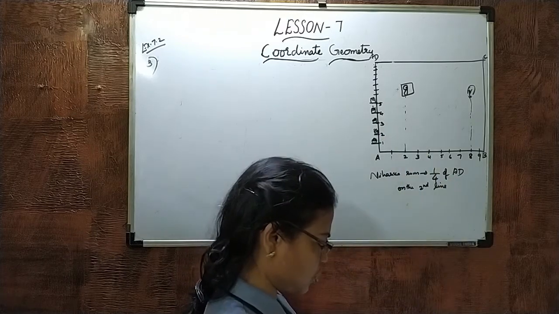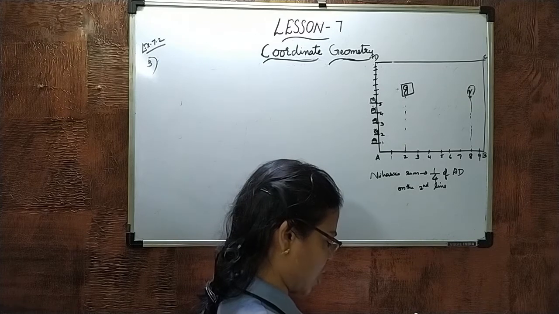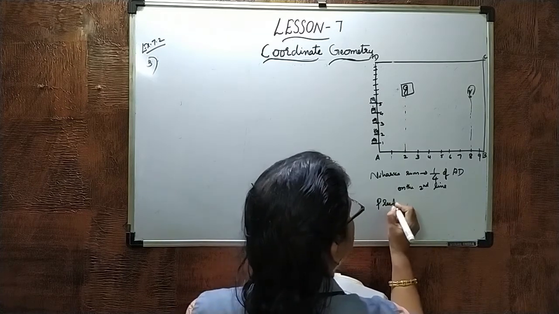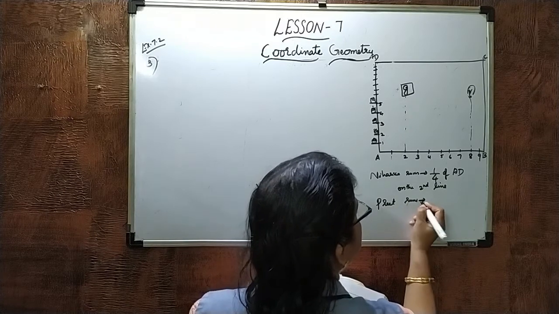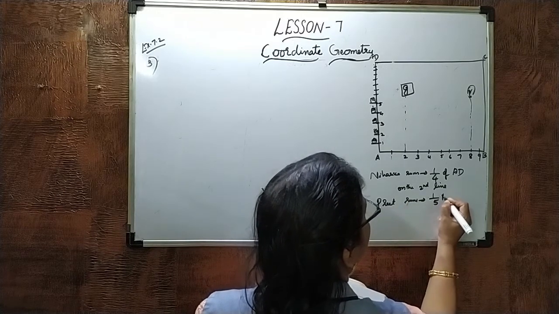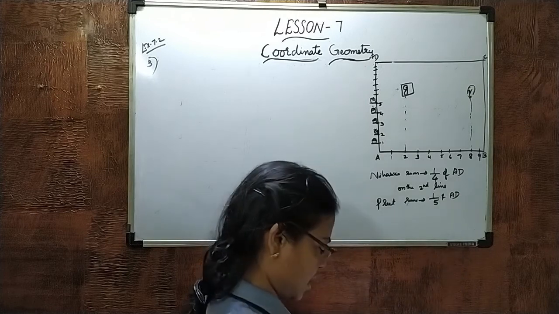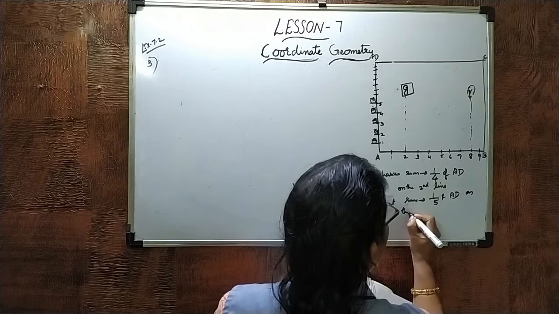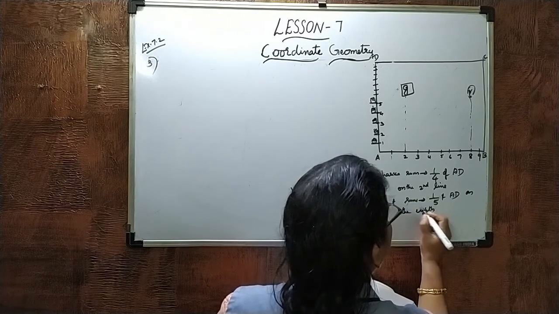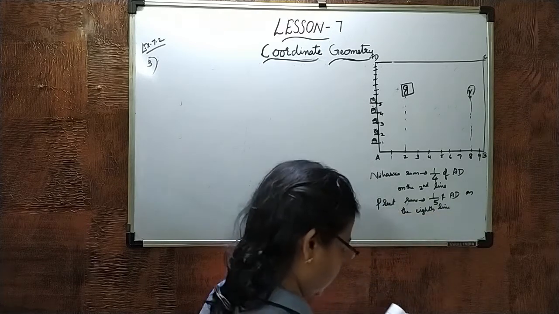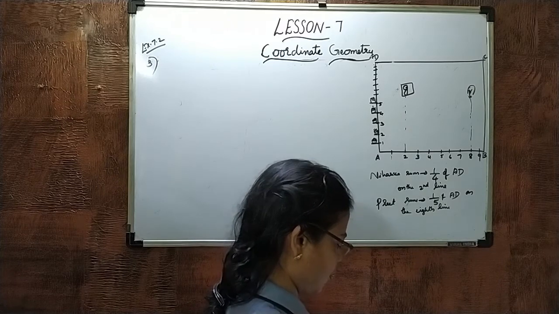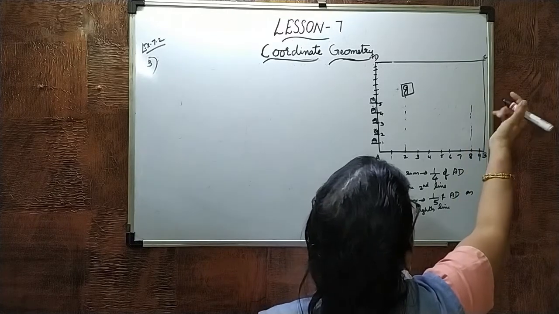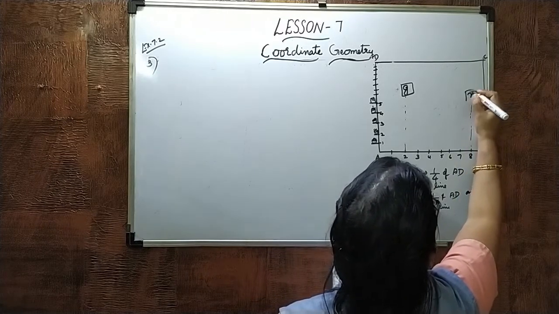The next one. Preet runs 1/5 distance AD. Preet runs 1/5 of AD. And which line? On the 8th line, and posts a red flag. So on the 8th line, Preet posted a red flag.